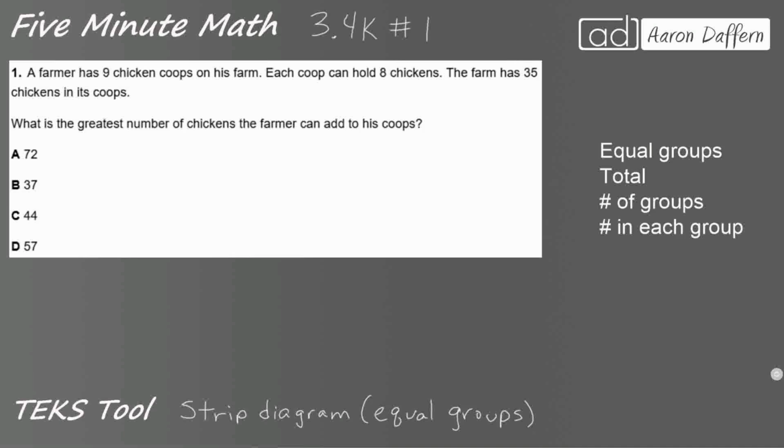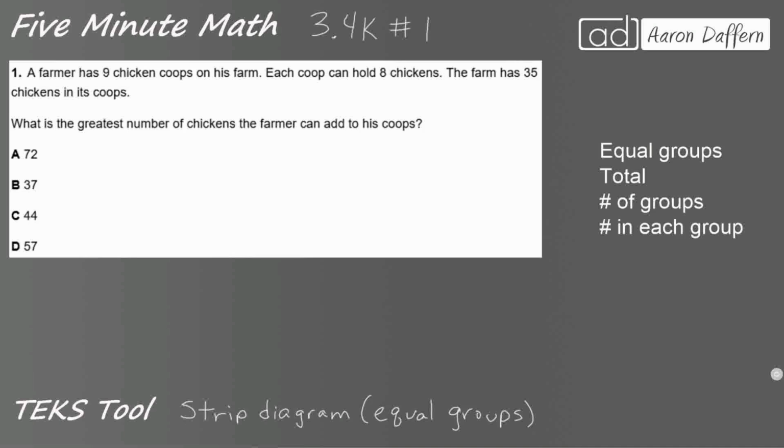So we've got a farmer with 9 chicken coops. Each coop's got 8 chickens, and there's 35 chickens in its coops. So, what is the greatest number of chickens that the farmer can add to its coops? Well, first we need to look, are we dealing with an equal groups problem?